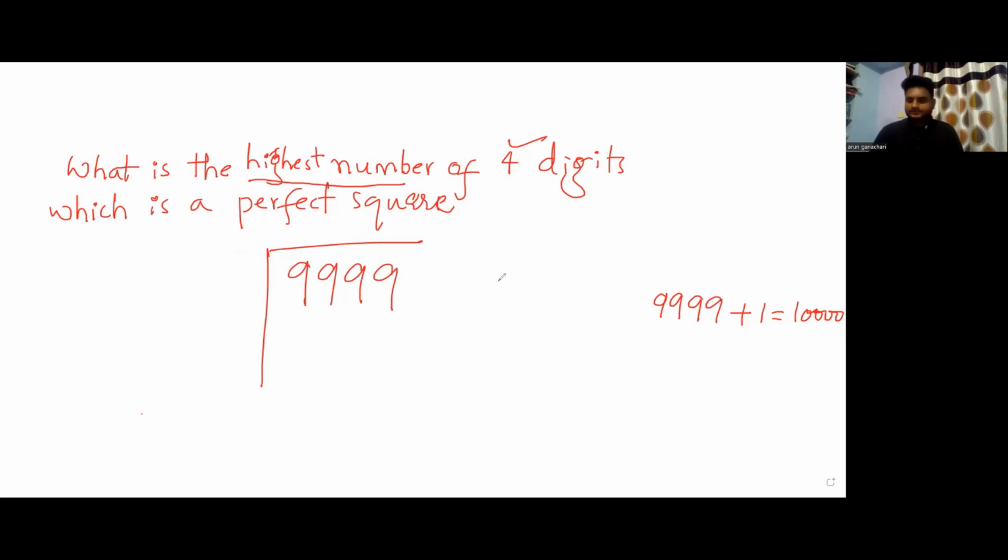Did you get the answer? Let me also simultaneously solve. We'll start from the right side. We have to take 2 digits each. Now my number is what? 99. I have to go for the nearest square, which is nearest to 99.